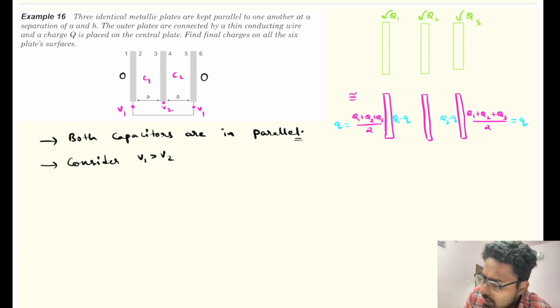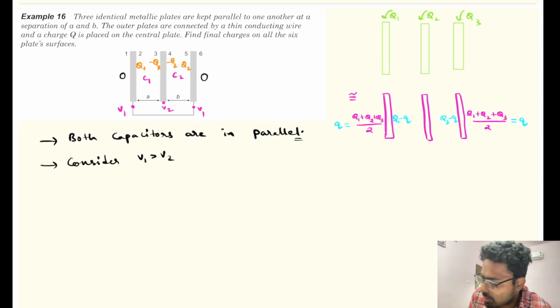If V1 is more than V2, what can I tell? As I said, for the higher potential plate you will be having positive charge. Let's say here Q1 is there, then here automatically minus Q1 will be there. And similarly here, when the higher potential is Q2, here automatically minus Q2 will be there, right? So now as I said, these two are connected in parallel. The potential difference must be the same.